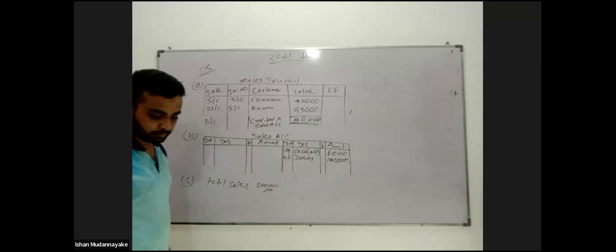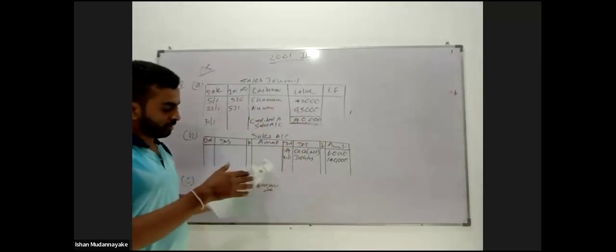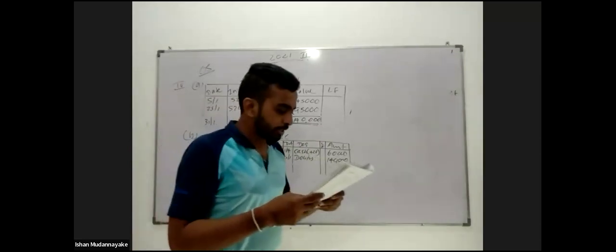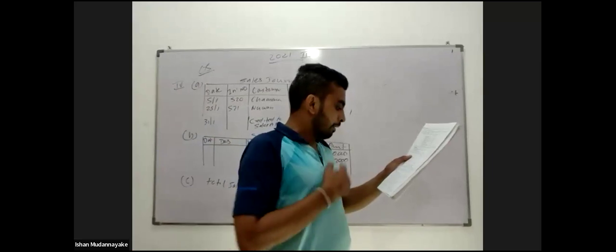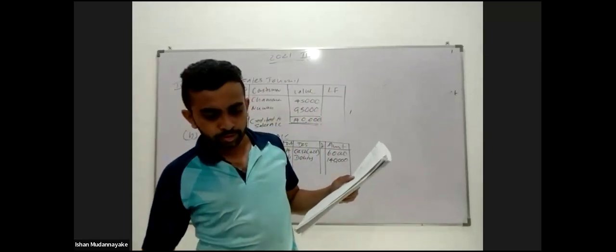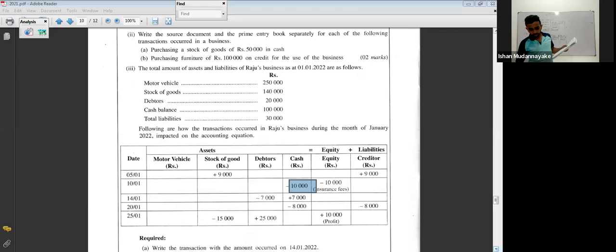Right. Question 5 is done. Now I go to question number 6, quickly we'll do question number 6. In question number 6, correction of error accounts, no need to discuss. We'll do only questions without correction of errors. Right.